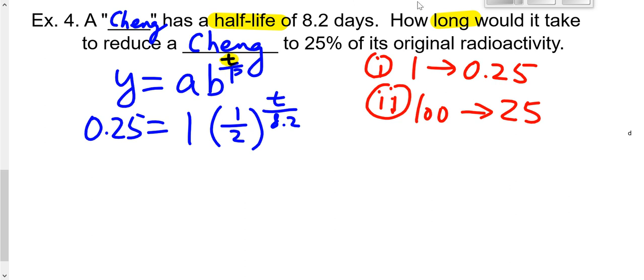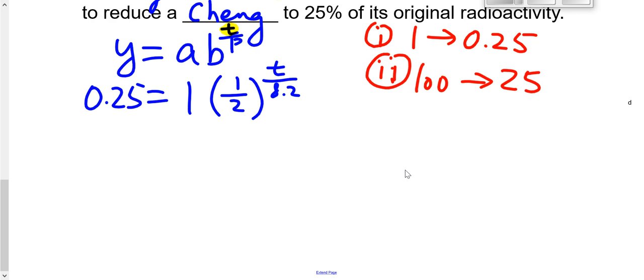Whatever time we figured out, the total time, it will be in days. Alright? So if you look at this, there's not much we can really do, other than doing the calculation here. So 1, you can just leave that out, equals 1/2 raised to the power of T over 8.2.